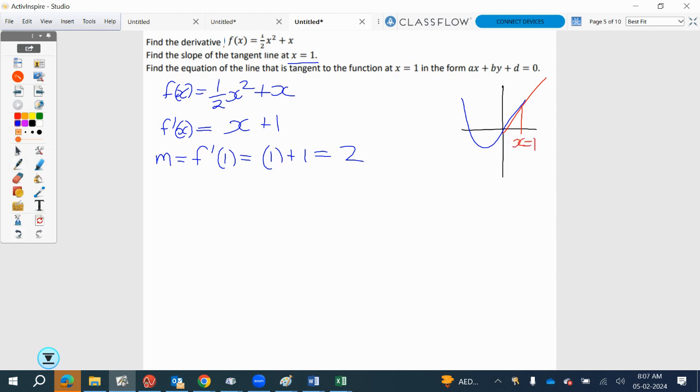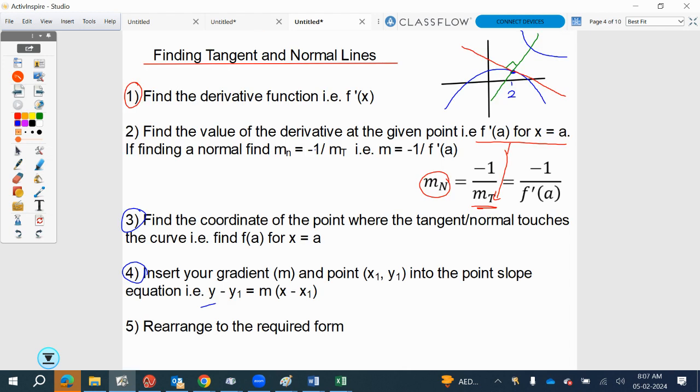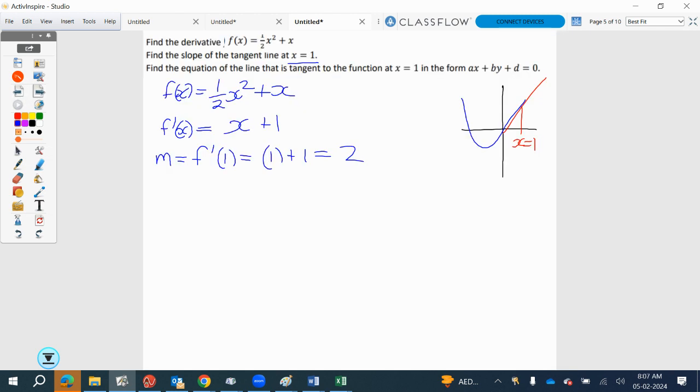This is what we've got so far. Once we've got the gradient, we also need to find the y value. So we need to do step 3, find the coordinate of the point where the tangent touches the curve. We need f of a. So we need to find y, which is f of 1. If we put it into the function, we're going to get a half 1 squared plus 1, which is 3 over 2 or 1.5, whichever you prefer.